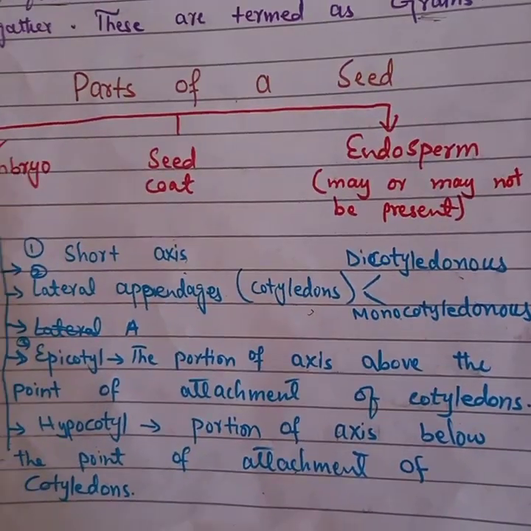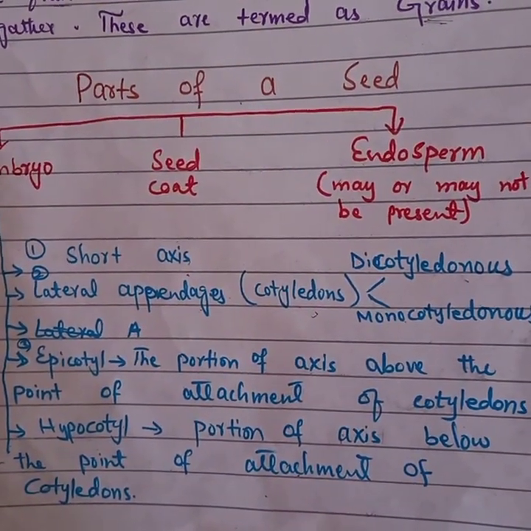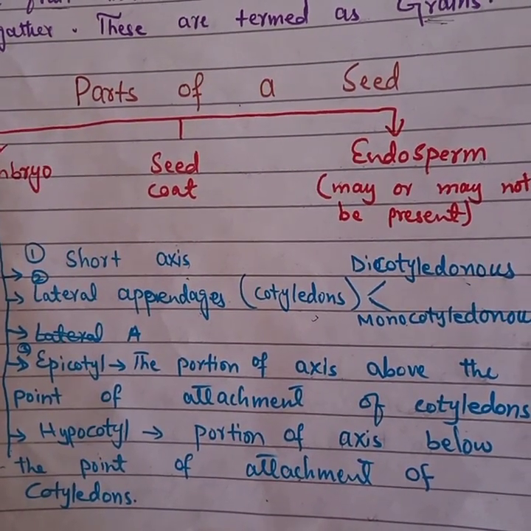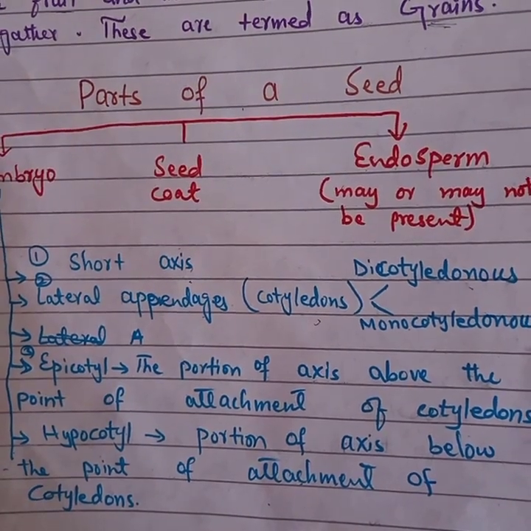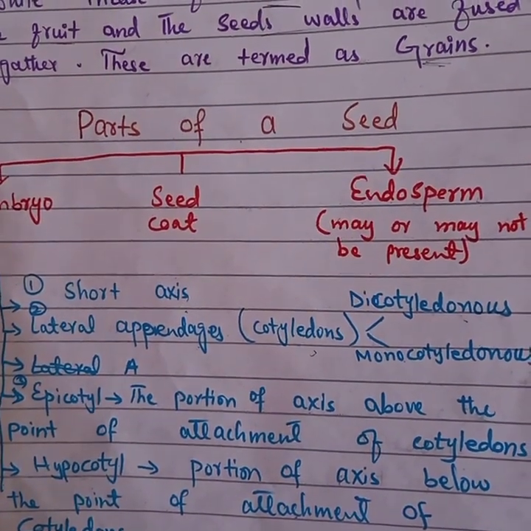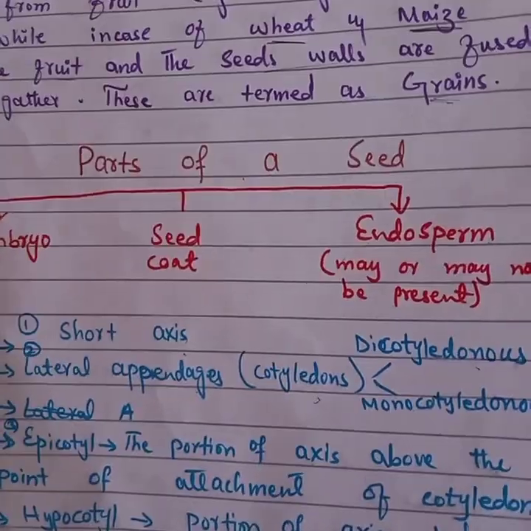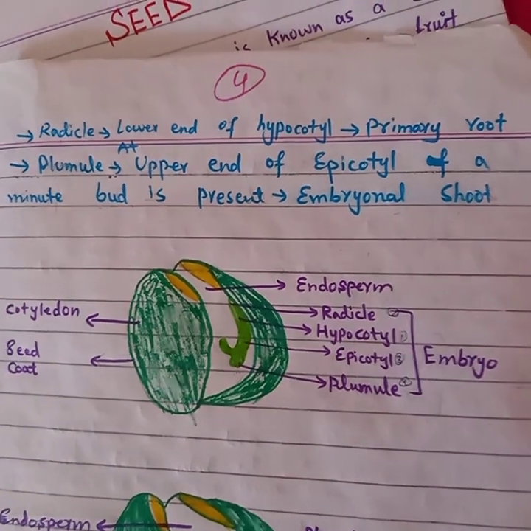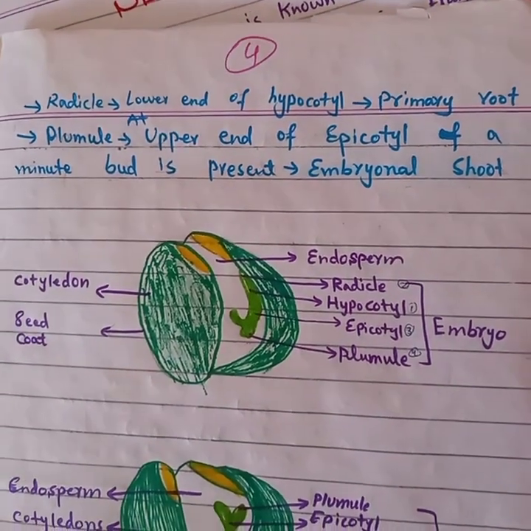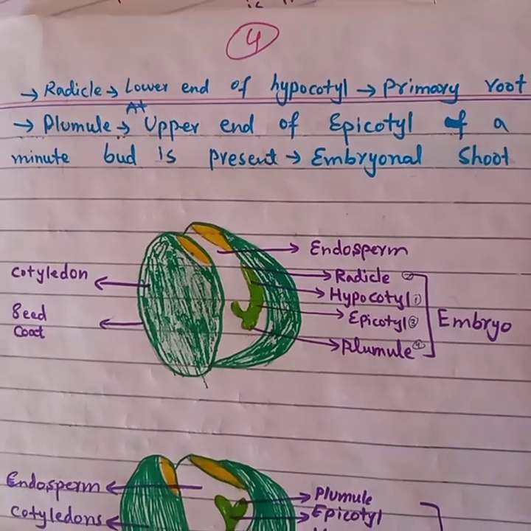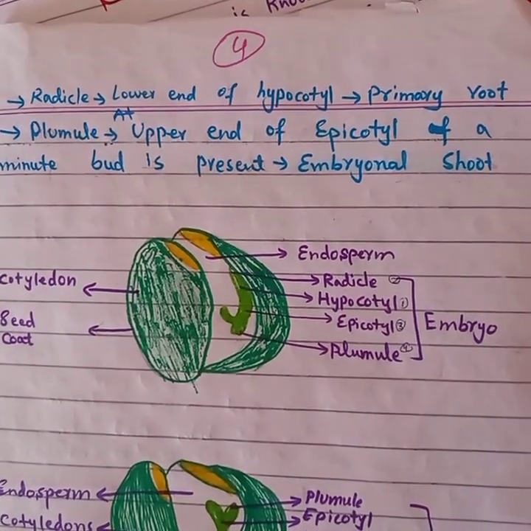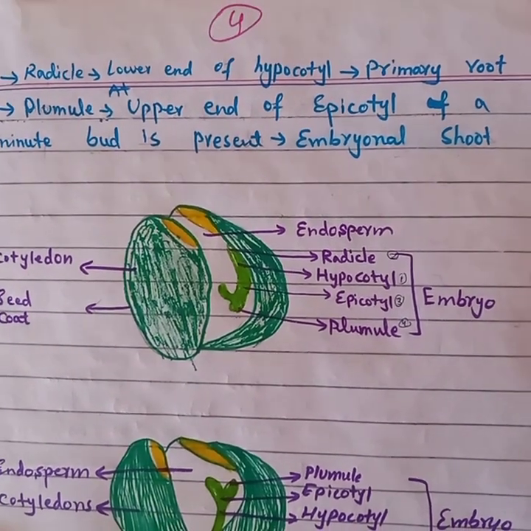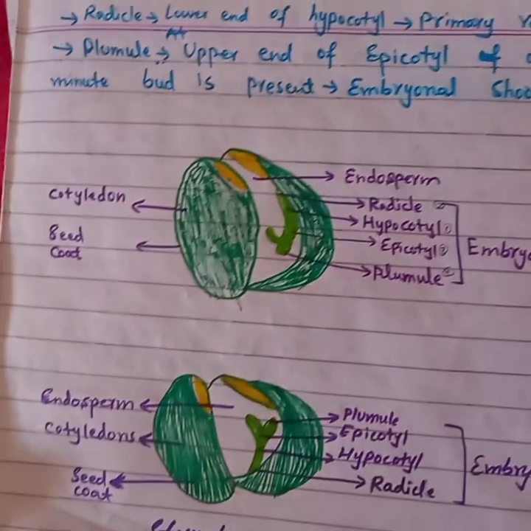So then the portion of axis above the point of attachment of cotyledons is called the epicotyl, and the portion of axis below the point of attachment of cotyledons is known as the hypocotyl, and the upper end of epicotyl is known as the plumule. Plumule is basically the new embryonal shoot. The plumule actually gives rise to the embryonal shoot, while the lower end of hypocotyl is known as the radicle, and the radicle will give rise to the primary root, which we also call the tap root.